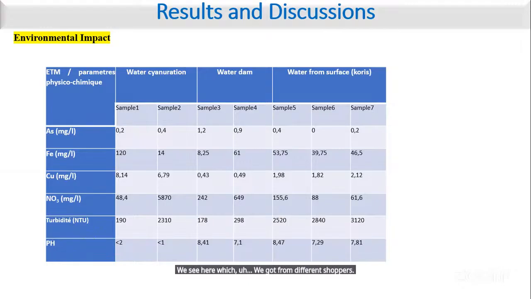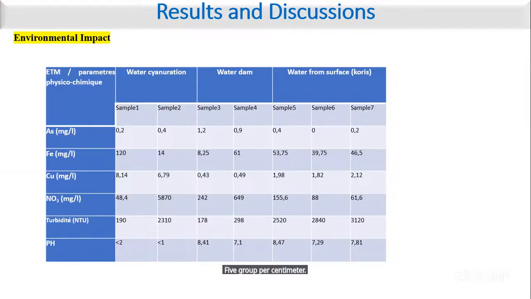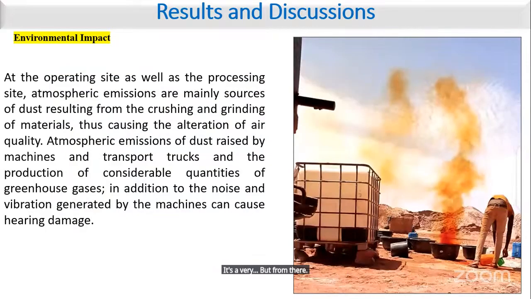We have the concentration of heavy metals. When we are talking about heavy metals, we are talking about metals which have a density greater than 5 grams per cubic centimeter, which is very dangerous for humans, but we took them from the samples. And also from the air, they are contaminating our atmosphere.